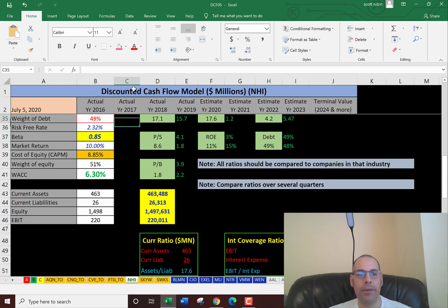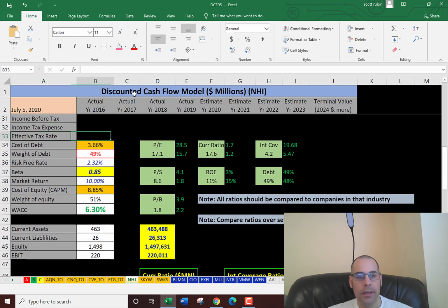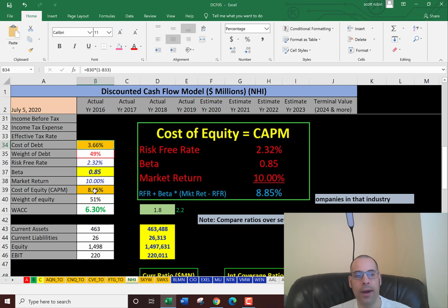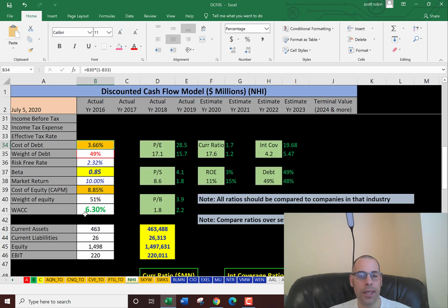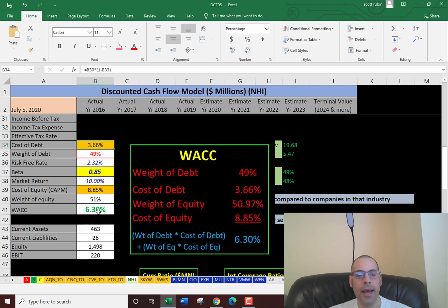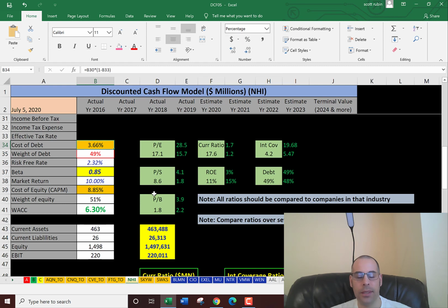Now let's look at the weighted average cost of capital. And that's a blend of the cost of debt and the cost of equity. And the cost of debt is 3.66%, and they have 49% debt in their capital structure. And the cost of equity is 8.85%. And we figure that out using the capital asset pricing model, and the weight of equity is 51%. So that gives us a weighted average cost of capital of 6.3%. And that's the discount rate we're going to apply to the future cash flows.